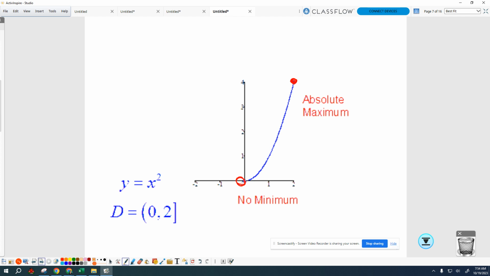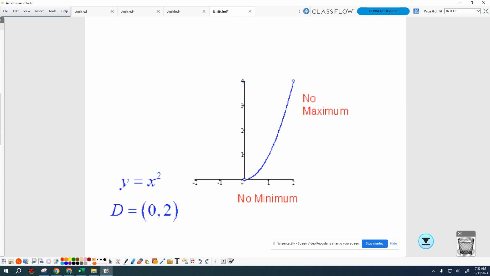Now with an open hole there, no absolute minimum, but there is an absolute maximum. Cool. And then if they're both open, no absolutes. Simple enough? Can there still be locals? Sure.